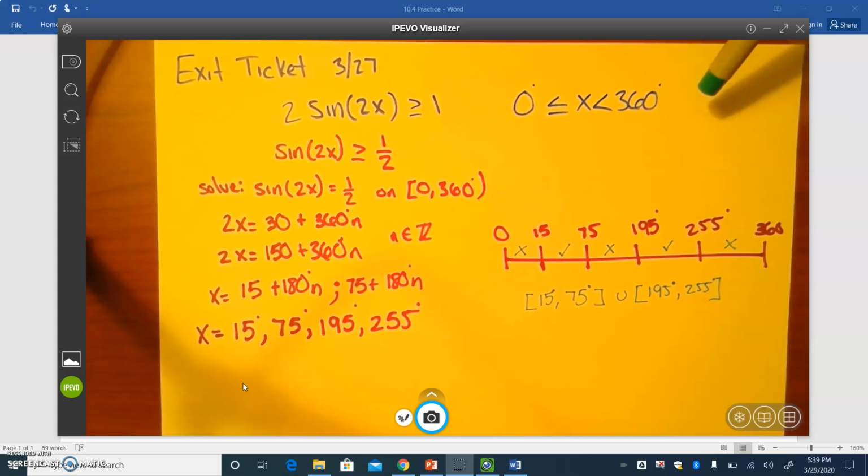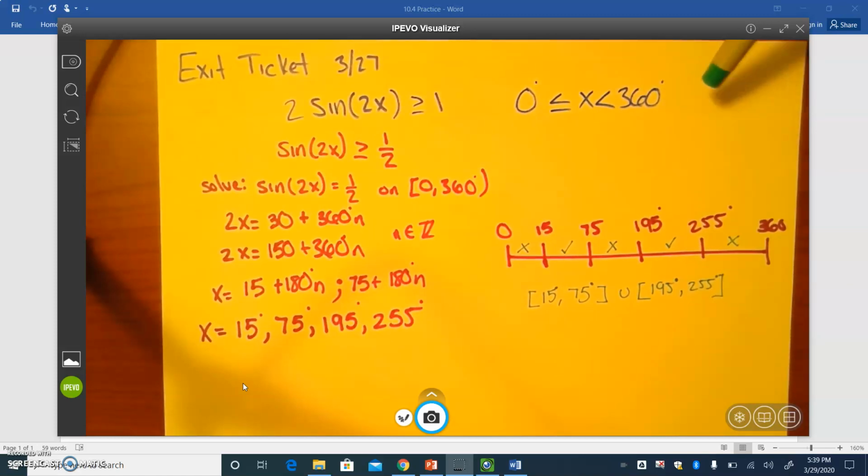All right, so get to work on either the homework or those 10 questions on the attachment for this post.